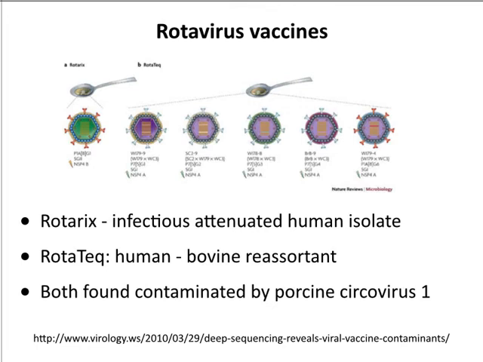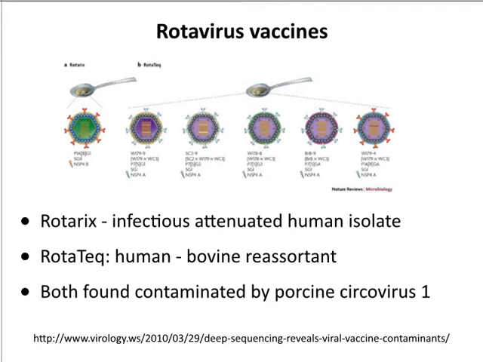We have two vaccines that are used in the U.S. They're made by two different companies. Merck makes one, and GlaxoSmithKline makes the other, Rotarix, which is this one here. It's an infectious attenuated human isolate, so it's a human rotavirus that's been passaged to make it lose its virulence. And you take this by mouth. It replicates in your intestine, doesn't cause any disease, and it induces protective immunity.